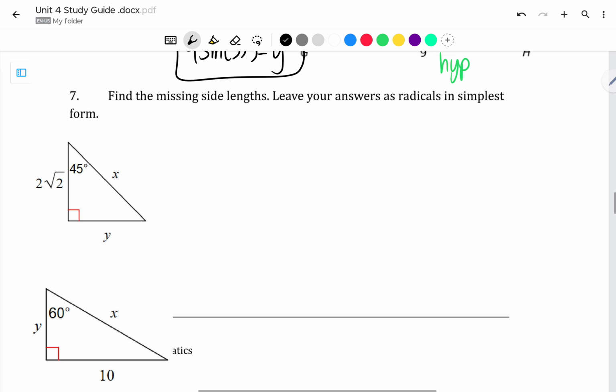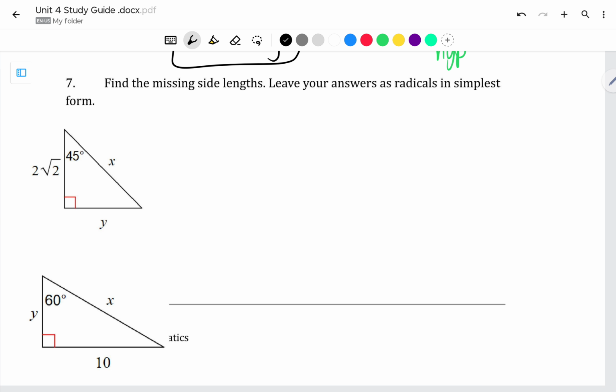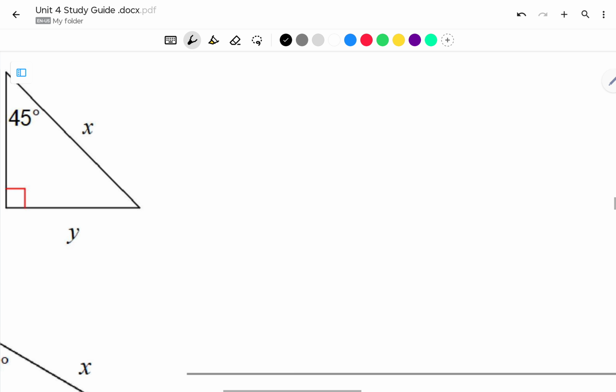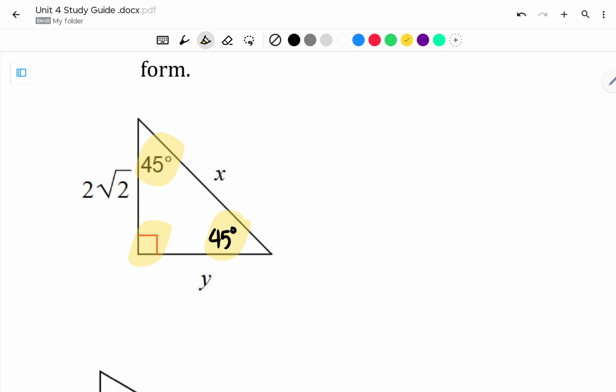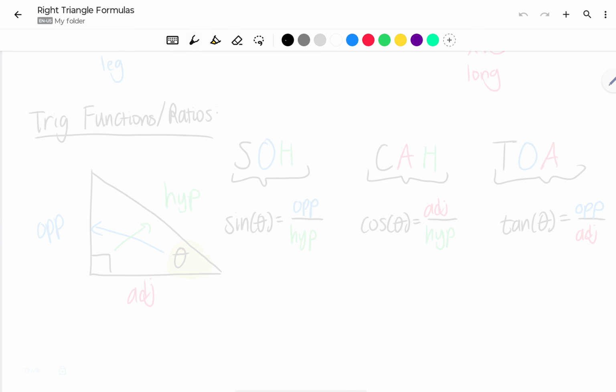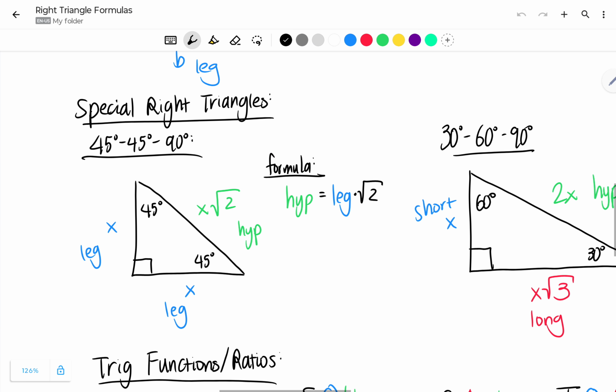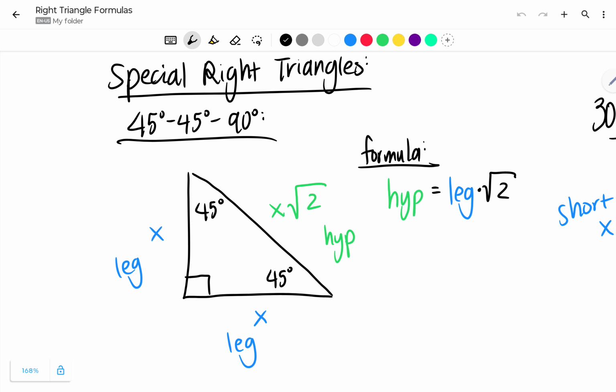Number 7. Find the missing side lengths. Leave your answers as radicals in simplest form. Okay, so this is now going into the other stuff that we learned. I see this triangle, and I see some specific angles here, right? This is also going to be 45 degrees because that adds up to 90. So, okay, I see some very special triangles. We're going to go back to this formula right here.